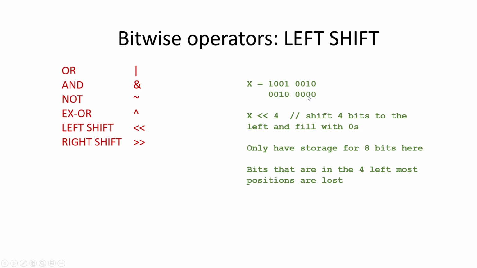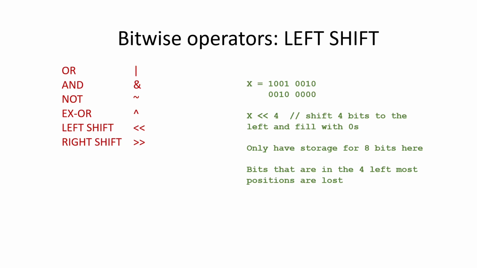And it's just going to shift in zeros for the bits that were vacated by the shift to the left. The most significant bits here on the left, because there's not room to store them, they are just lost. So we no longer have that data. All right, so pretty straightforward. It works the same for signed and unsigned numbers.